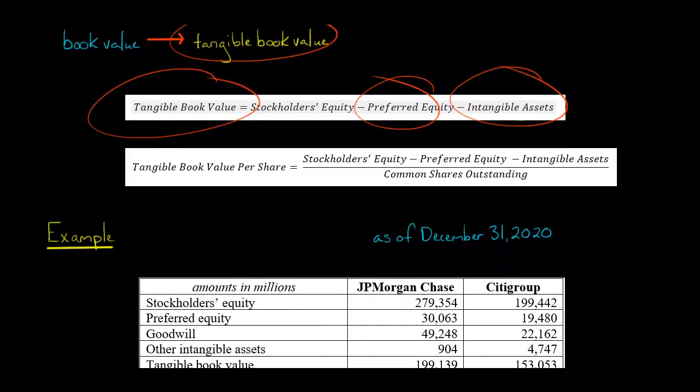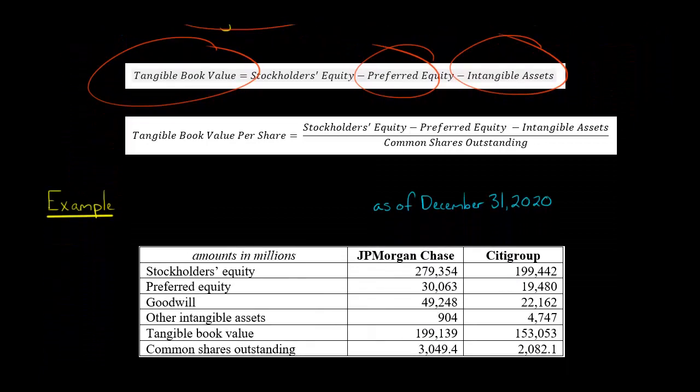So let's do an example with JP Morgan Chase and Citigroup. I got some numbers. I went to their balance sheets as of December 31st, 2020, and I've got the stockholders' equity for each company. You see JP Morgan Chase is a little over $279 billion, because these amounts are in millions. And Citigroup has a little over $199 billion of stockholders' equity.